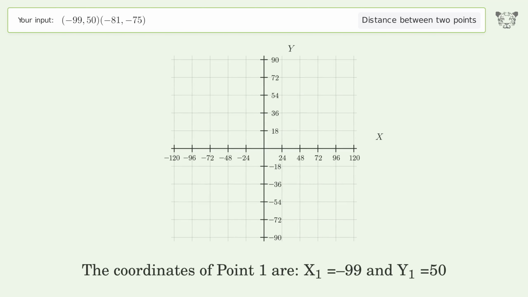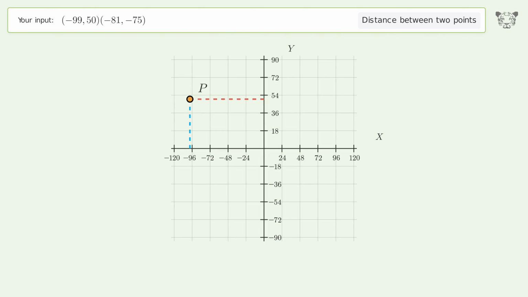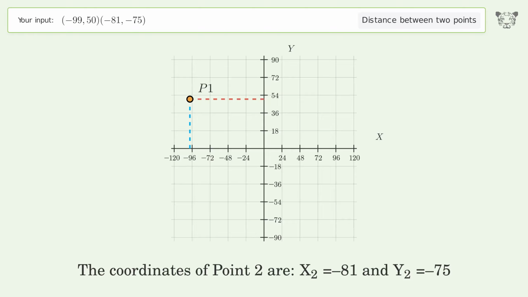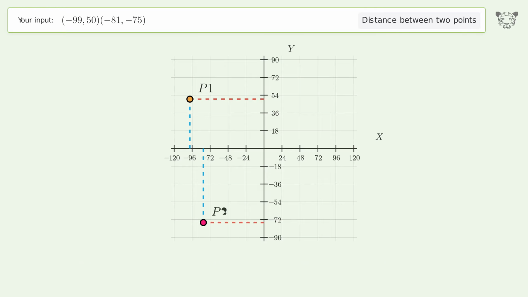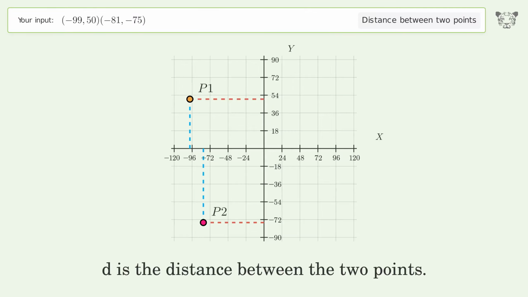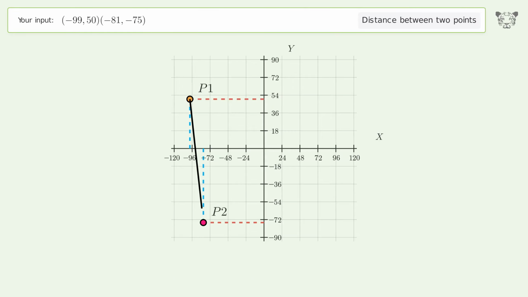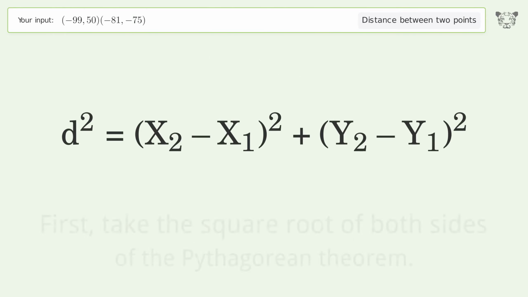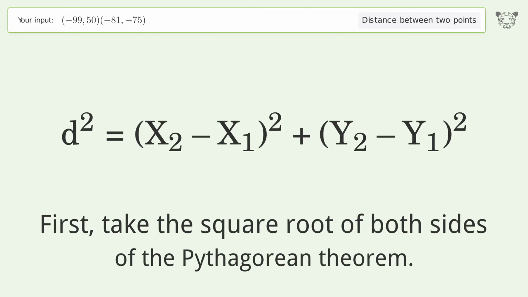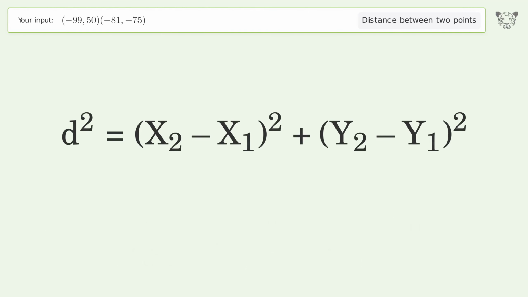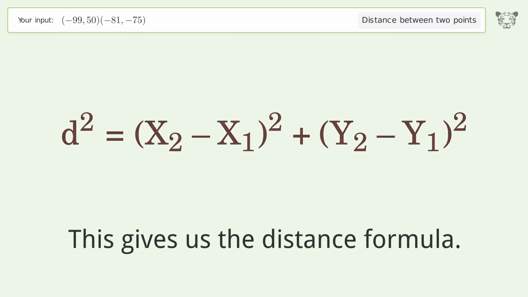The coordinates of point 1 are x1 equals -99 and y1 equals 50. The coordinates of point 2 are x2 equals -81 and y2 equals -75. D is the distance between the 2 points. First, take the square root of both sides of the Pythagorean theorem. This gives us the distance formula.